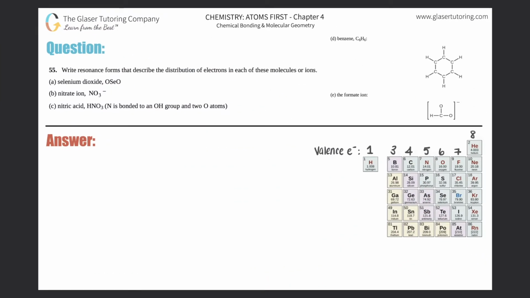Number 55. Write resonance forms that describe the distribution of electrons in each of these molecules or ions. And then I see that I have A through E here. So let's just put A, we'll put B down here, and we'll work with C, and then we'll see where we can put D and E.